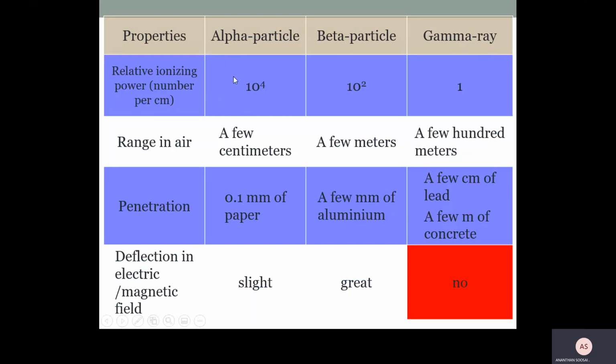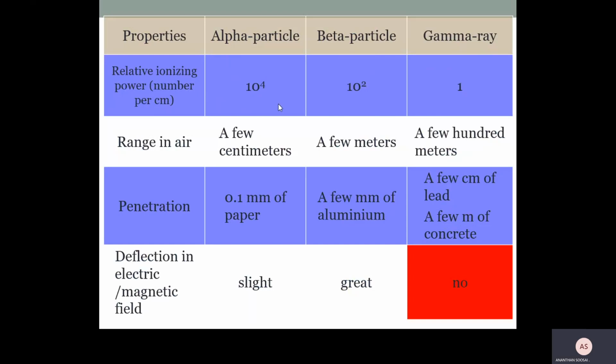Before it comes to a stop, the alpha particle. The beta particle is 10 to the power of 2 and gamma is the lowest. So ionization is a factor which is quite dangerous for us. Very high ionizing means cancer can very easily happen.